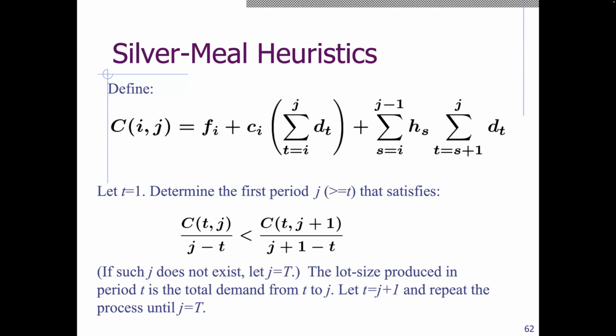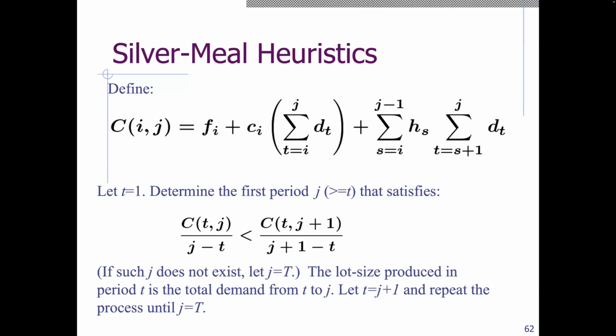We introduce a new parameter c(i, j), that is the total cost to produce in period i and to satisfy all the demands from period i to period j. Here f_i is the fixed cost, c_i times the summation of d_t means the variable production cost in period i. The third term represents all the holding costs between period i to j.